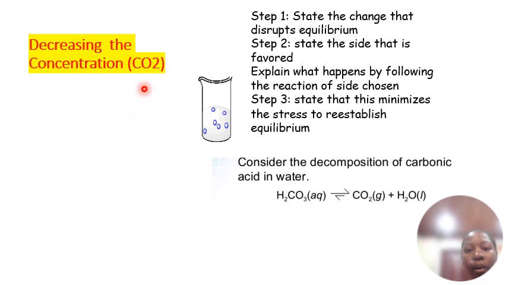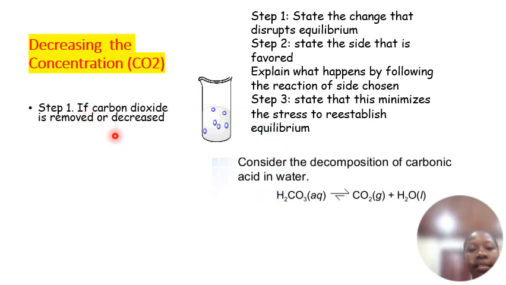So now I am going to state what happens when the concentration of carbon dioxide is decreased. So same steps again. Okay, state the change. Step 2, state the side that is favored, and then tell us what is happening in that reaction. That's it. So do you think you can handle it now? You got this. So if we decrease the concentration of CO2, so how do I start it? Good. So first thing is, we need to state that carbon dioxide is decreased.